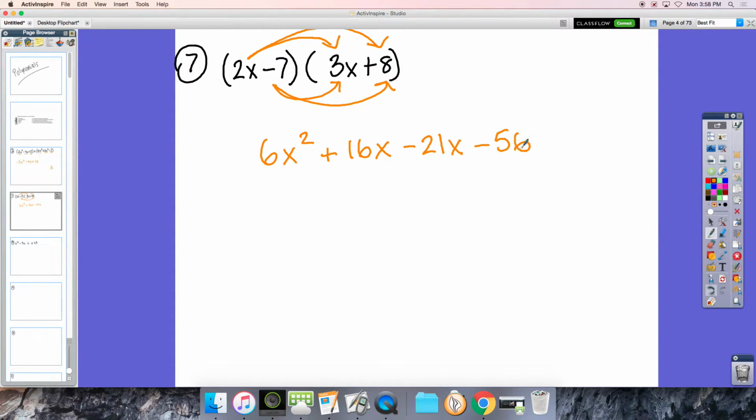negative 56. Combine like terms. 6x squared. 16 minus 21 is negative 5x minus 56. Answer C.